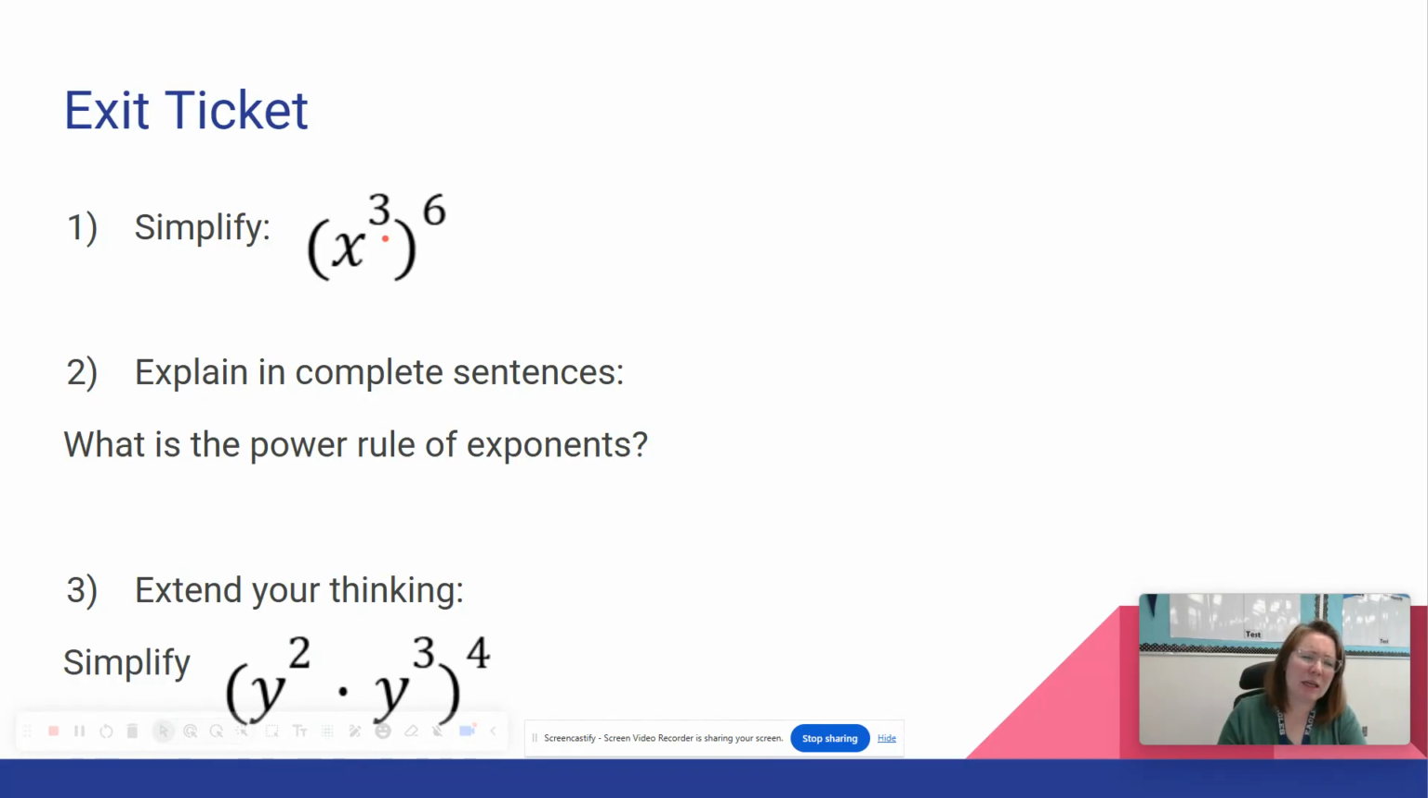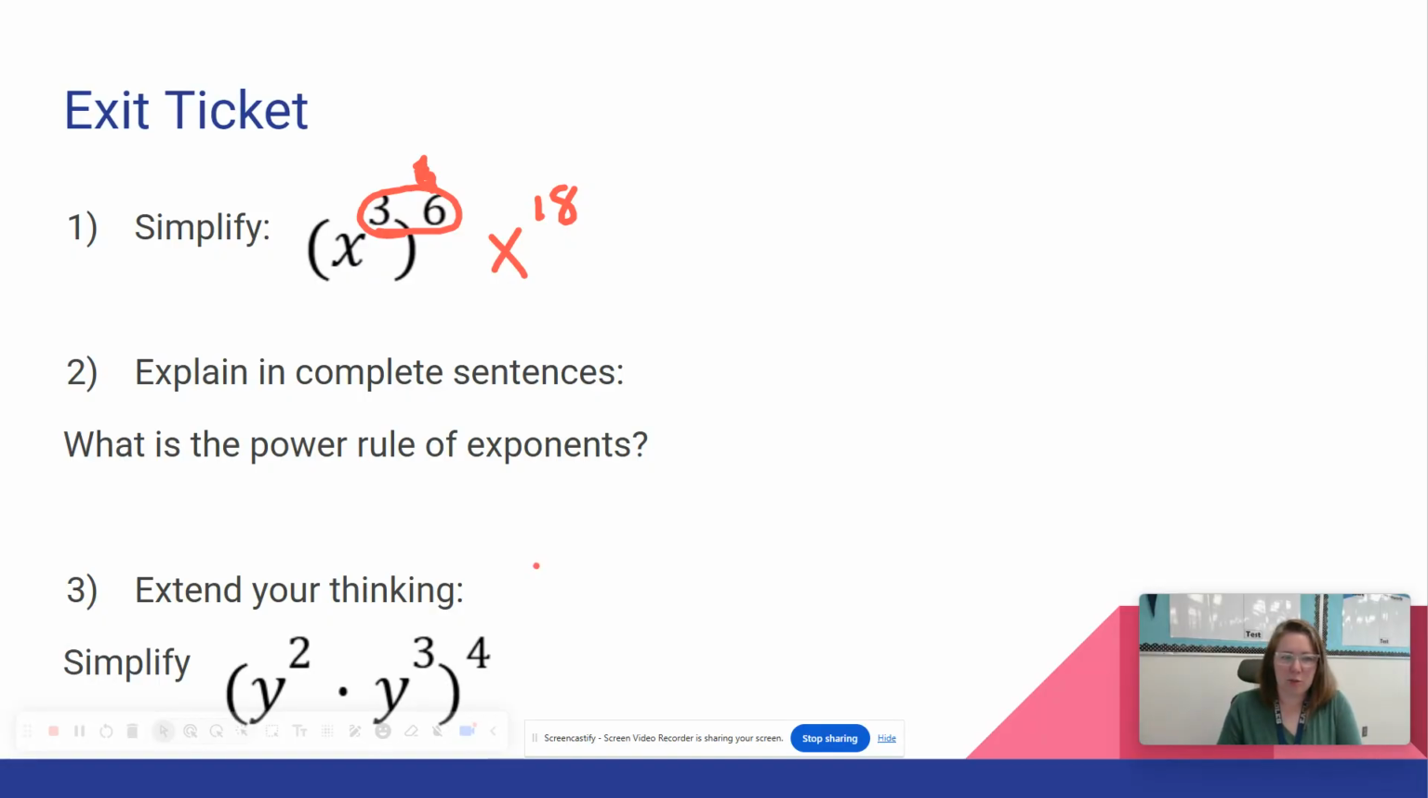Notice how in most of the examples we did, the 6 would have been written up here, so it's a little bit higher than the 3. That doesn't matter. It doesn't matter if it's a little bit higher or if it's written right next to it. It's still a power to a power, so the rule is still the same, x to the power of 18. Complete sentences. What is the power rule of exponents? Well, when you have a power to a power, you can multiply the exponents.